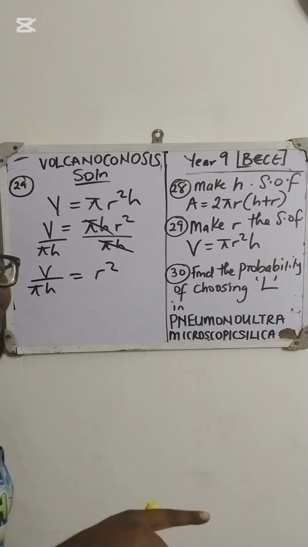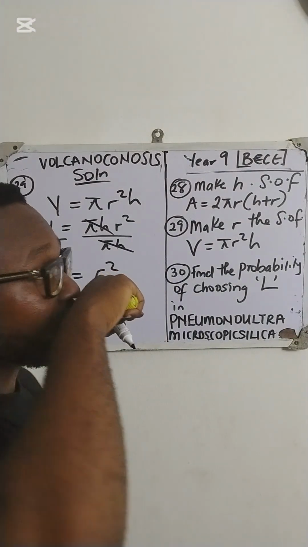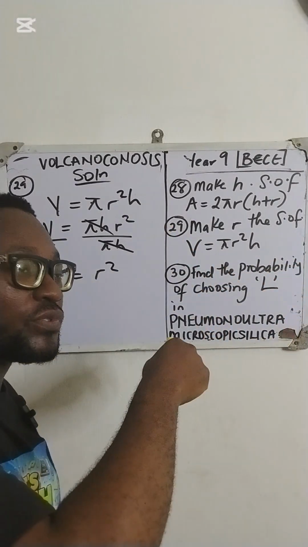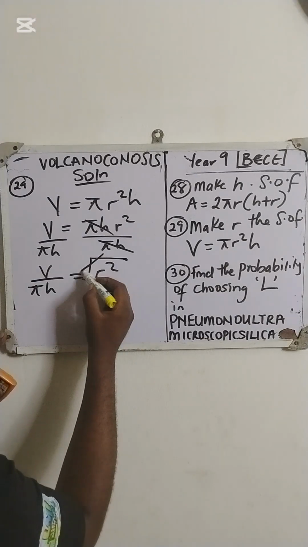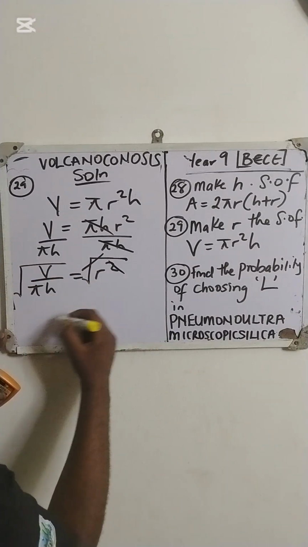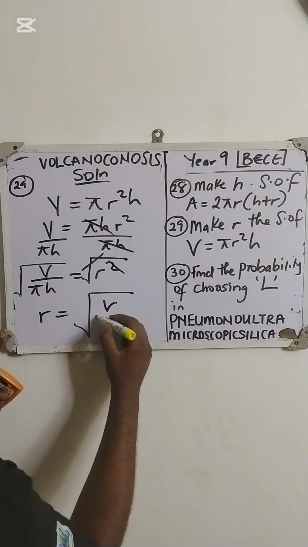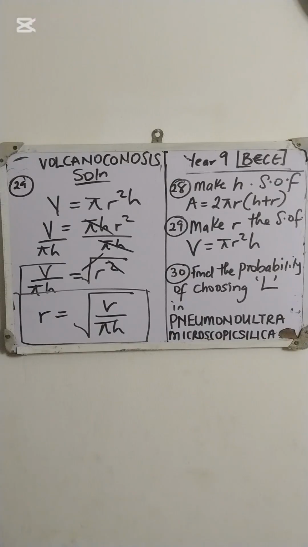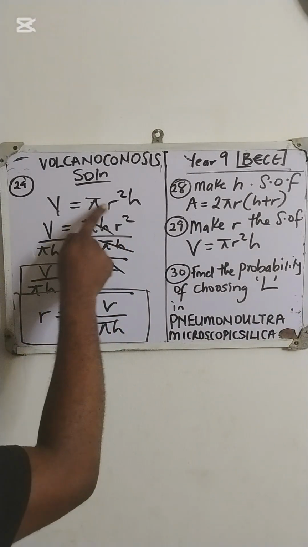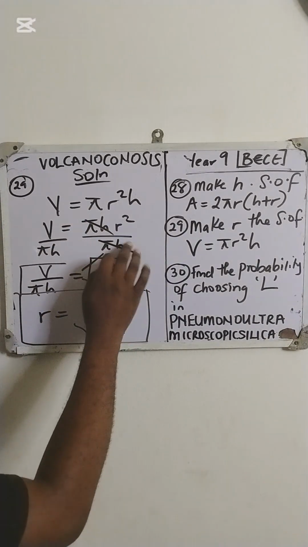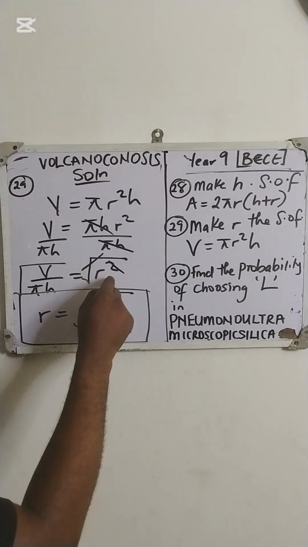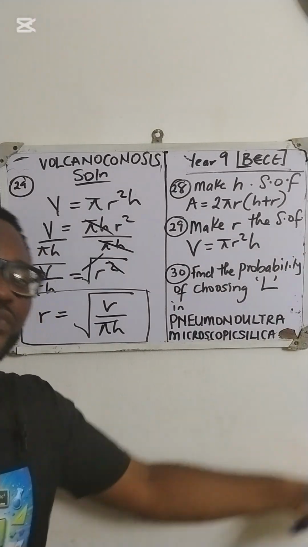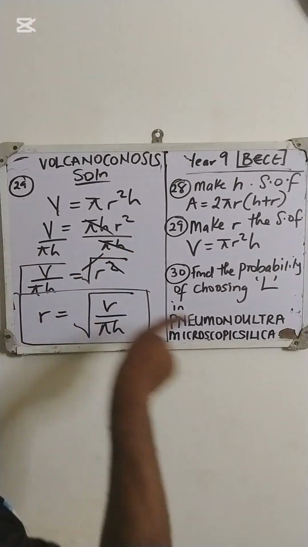Now we are not looking for r squared, we are looking for r. Since we're looking for r and it has a square, how do you remove a square? Introduce a square root. When we introduce our square root, it cancels this, and we're left with r equals the square root of v over pi h. This is our answer. First divide both sides by pi h so that r squared remains. Now when you see a square, remove it by introducing a square root, and that's why the square root cancels and we have our answer.